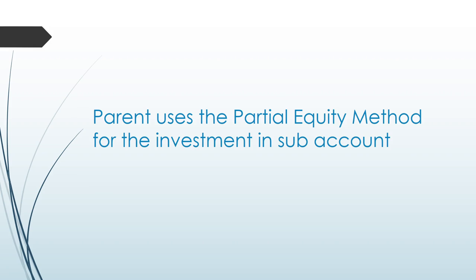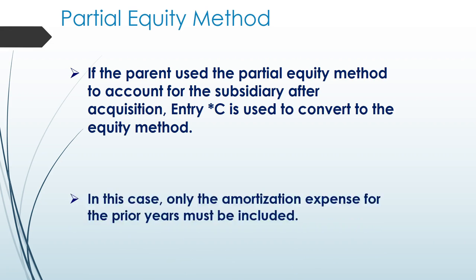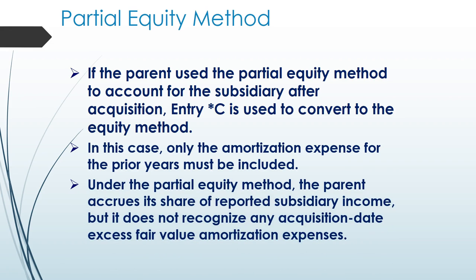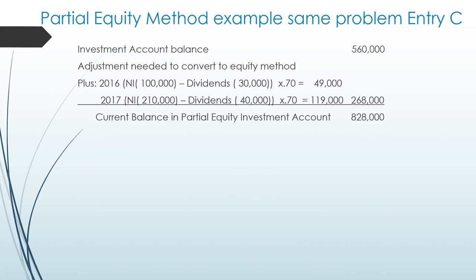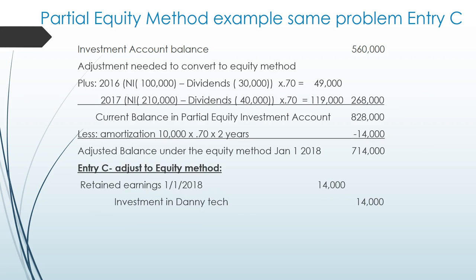Now, what if we use the partial equity method? Well, if the parent used the partial equity method to account for the subsidiary after acquisition, entry C is used to convert, and there all we have to worry about is the amortization. Under the partial equity method, the parent accrues its share of reported subsidiary income, but it does not recognize the excess fair value amortization. So again, the 560, we would have adjusted for the net income and the dividends, so that would be the balance in the investment account. The only thing we really need to adjust for is 2 years worth of amortization at 70%. So our journal entry would be 14,000, 14,000.